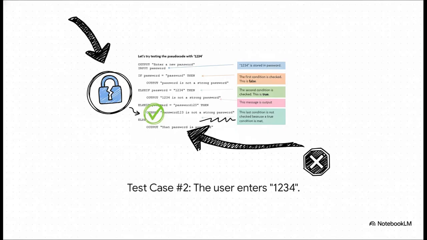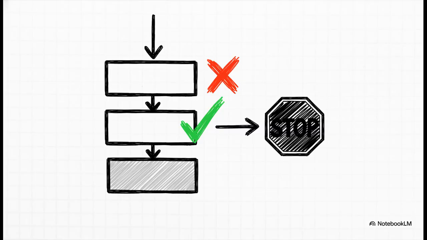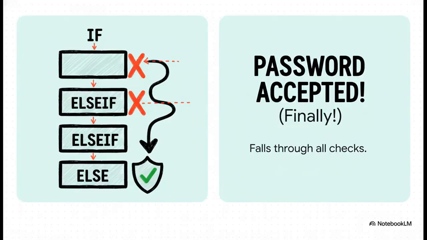But what happens when that first check fails? Let's say this time the user types in 1234. The code starts the whole process over again, right from the top. So it asks, is the password equal to password? Nope, that's false. So it just moves on to the next check in line. Okay, else if the password equals 1234. And this time it's true. So it fires off the warning message for that specific password, and just like before, it stops. Decision made.